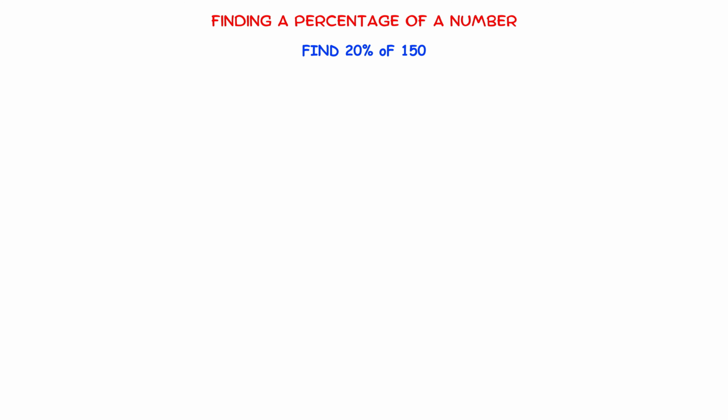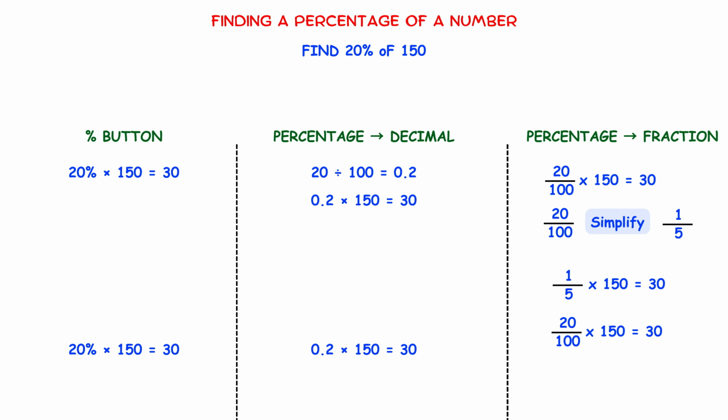In this video, we're going to look at how to find a percentage of a number, like how to find 20% of 150. The easiest way to do this is probably to use the percentage button on your calculator and just do 20% times 150, which will give you 30. However, some calculators don't have this button, and so it's important to know the other ways of working out percentages, like turning the percentage into a decimal first or turning the percentage into a fraction first.